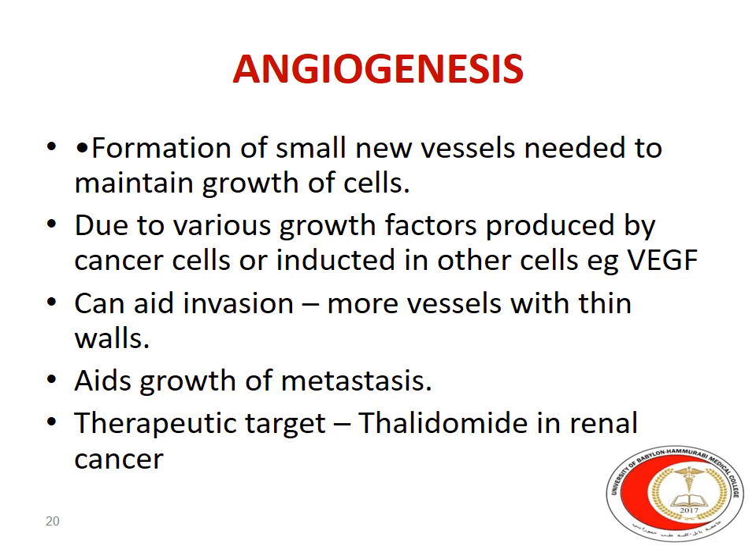Regarding angiogenesis, once a tumor has reached 1 to 2 square millimeters, its growth is halted. This is due to lack of nutrients and oxygen. When it reaches 1 to 2 square millimeters, its growth is halted because there is no more oxygen or nutrients. This alters the tumor's microenvironment, making it hypoxic.